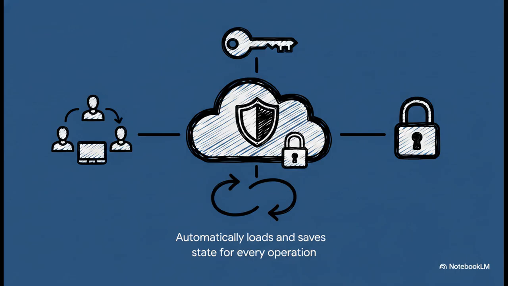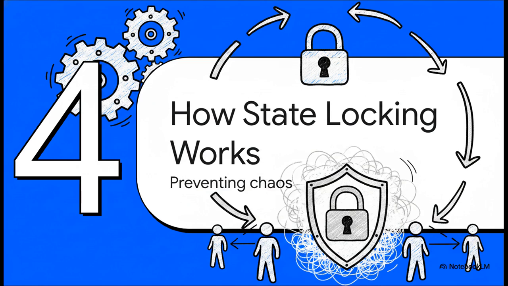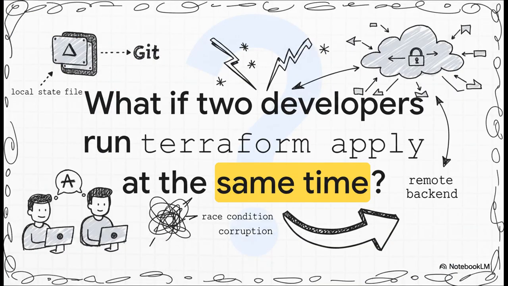And it also adds extra layers of security, like encryption, and the real game changer, something called state locking. Let's talk about state locking for a second, because this is probably the single most important feature for preventing absolute chaos when you're working in a team. So let's go back to our little horror story.